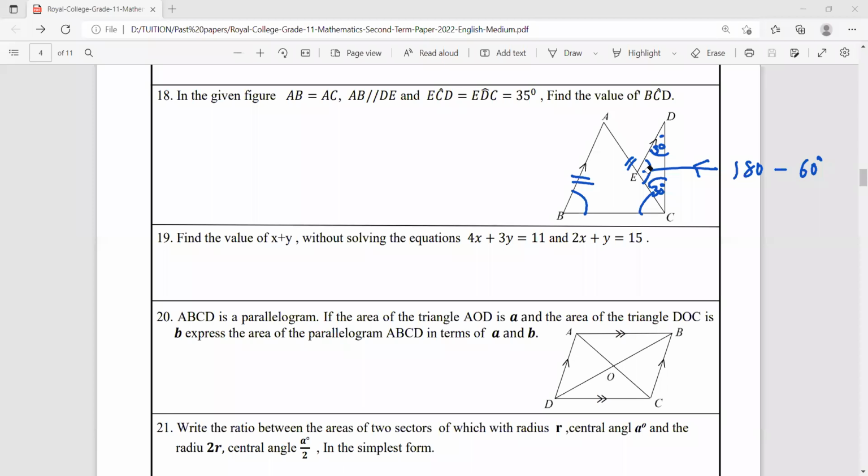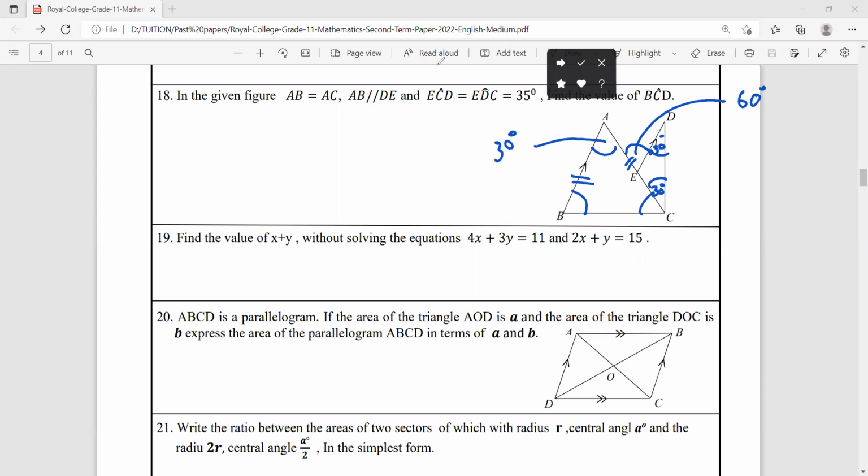actually you can do it this way also. You can take this as the exterior angle, right? So this exterior angle is equal to the sum of these two interior opposite angles. So this one is equal to 60, 30 plus 30. So this should also be 30, because these are the alternate angles of the AB and DE, which are parallel lines. And we get 30 here.